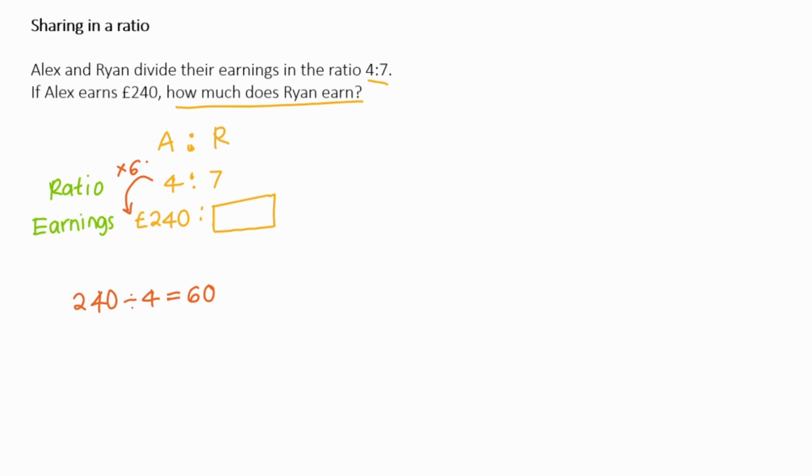So we know that we have multiplied our 4 by 60 in order to get 240, and we have to therefore do the same thing to our 7. We are going to multiply our 7 by 60. 7 times 6 is 42, therefore 7 times 60 will be 420. And we've therefore now answered our question. Ryan earns £420.